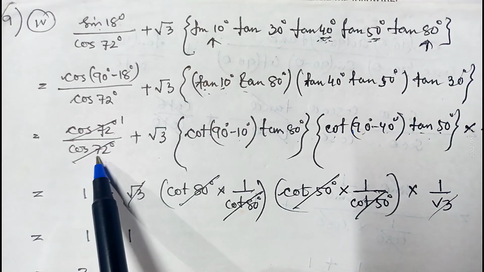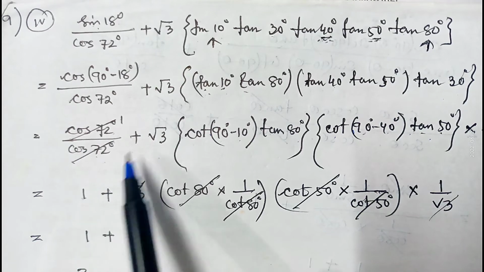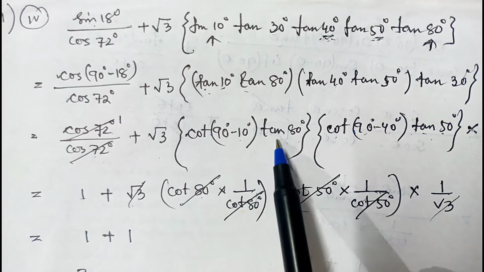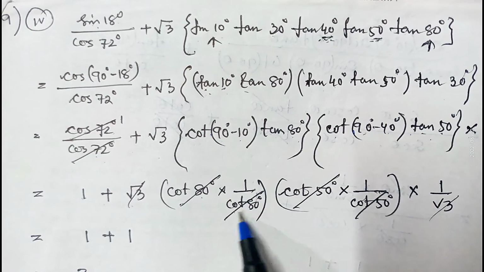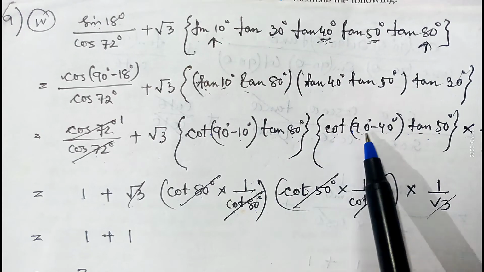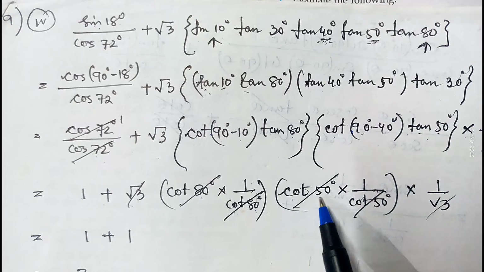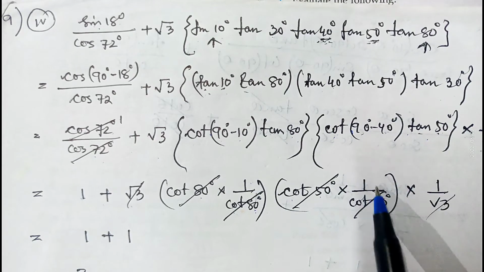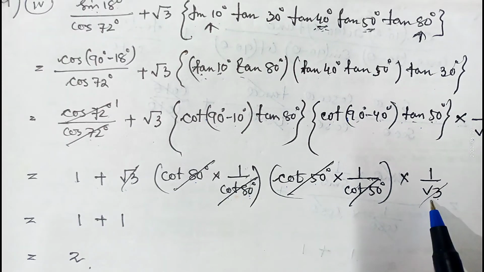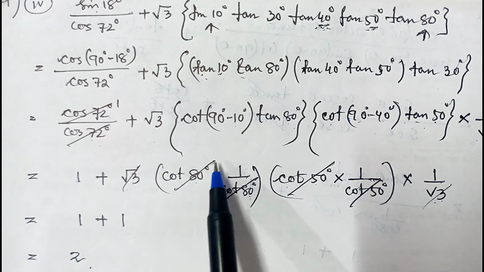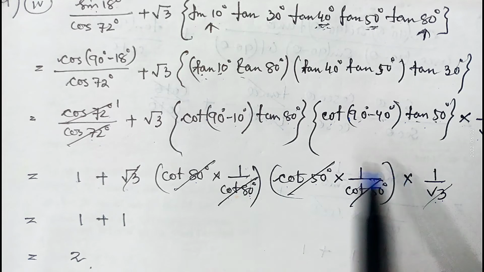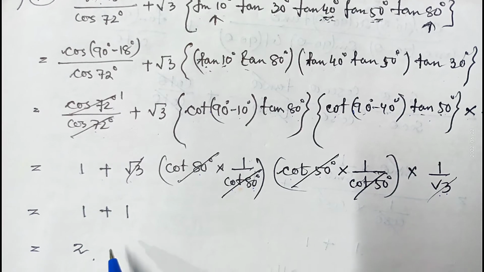So cos 72 and cos 72 can be cancelled. So it will be 1 plus root 3 into cot of 90 minus 10, cot of 80, tan theta. Tan theta is 1 by cot theta. That means tan 80 degree will be 1 by cot of 80. Cot 90 minus 40 is 50, so it will be cot of 50. Tan of 50 will be 1 by cot 50, into 1 by root 3 written separately. This root 3 and this root 3 can be cancelled. These two can be cancelled. These two can be cancelled. So from the first part 1, from the second part also 1, 1 plus 1 is 2, which is the required answer.